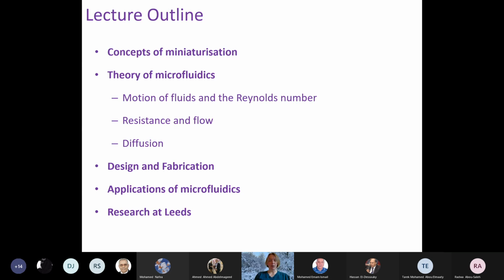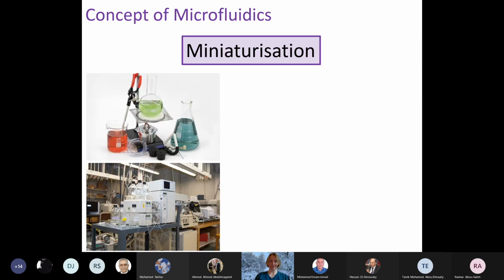And then I'd like to talk just very briefly about the applications of microfluidics, two of the main general applications of microfluidics, but then move on to some of the specific research that we're doing at Leeds that is underpinned by using microfluidics. And in fact, we would not be able to achieve it if it weren't for having microfluidic devices. So miniaturization.